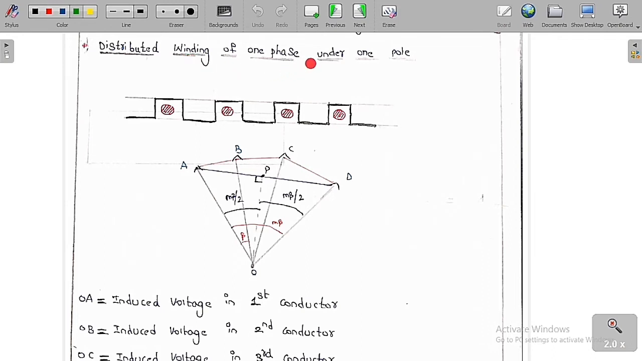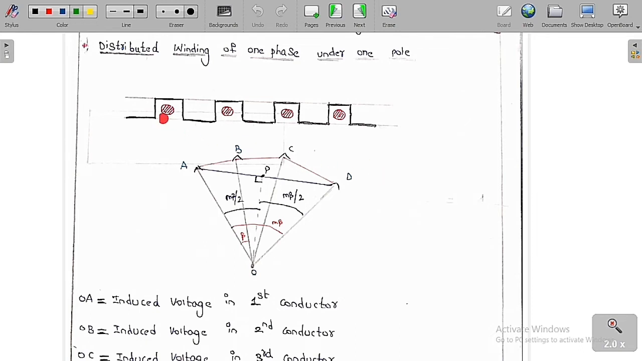Distributed winding of one phase under one pole. Let me assume under one pole, under one phase, a number of slots are going to come together. So therefore, this is 1, 2, 3, 4. Let me assume that on all these four slots, I am going to use the same phase, phase A. So therefore, it is said to be a distributed winding.